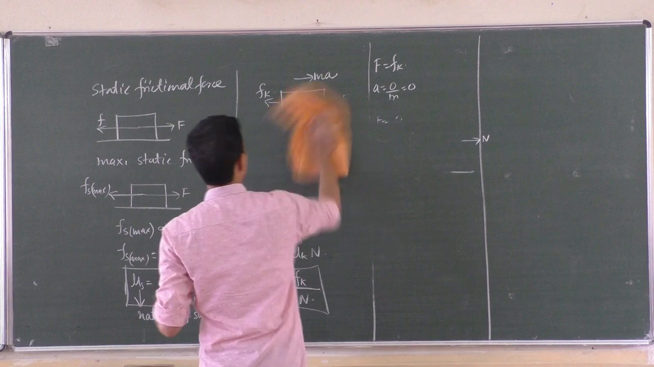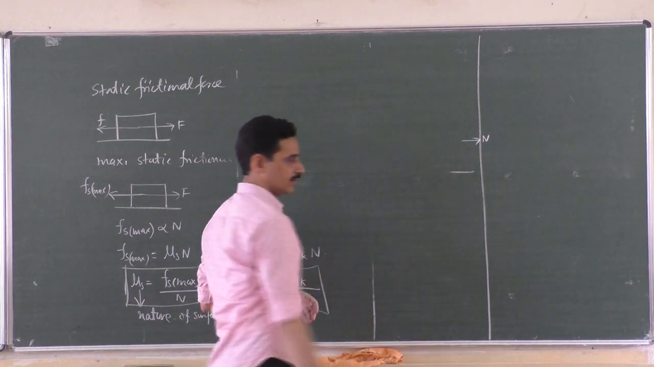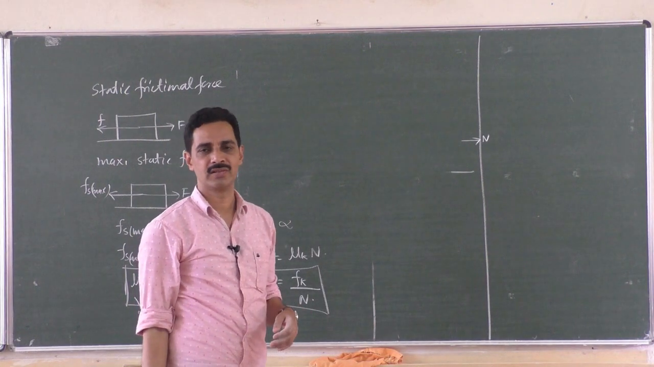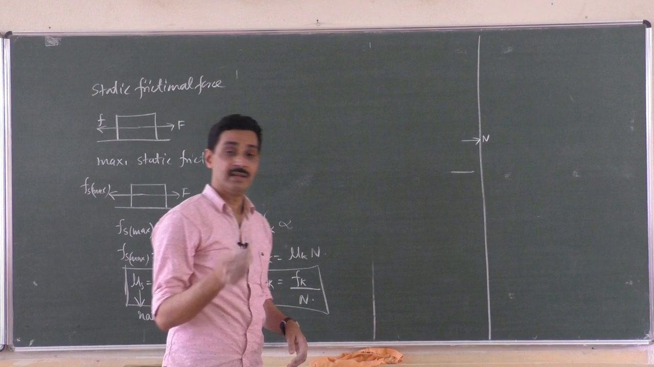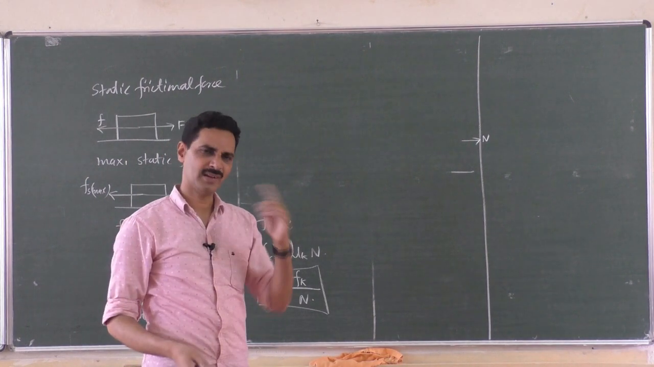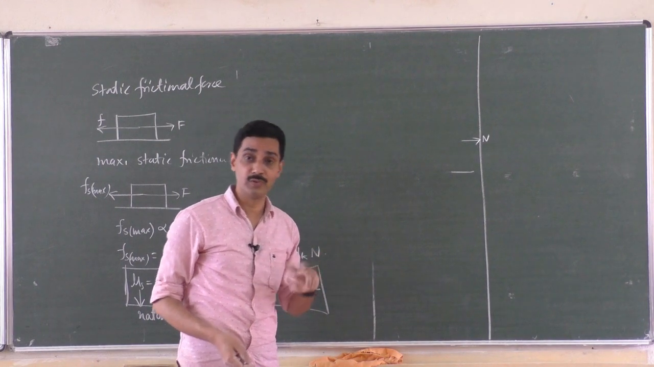For example, the question is like this. A man is walking towards north. What is the direction of friction between his legs and the ground? It is towards north only. Friction is towards north only because we are taking the help of friction and moving forward.